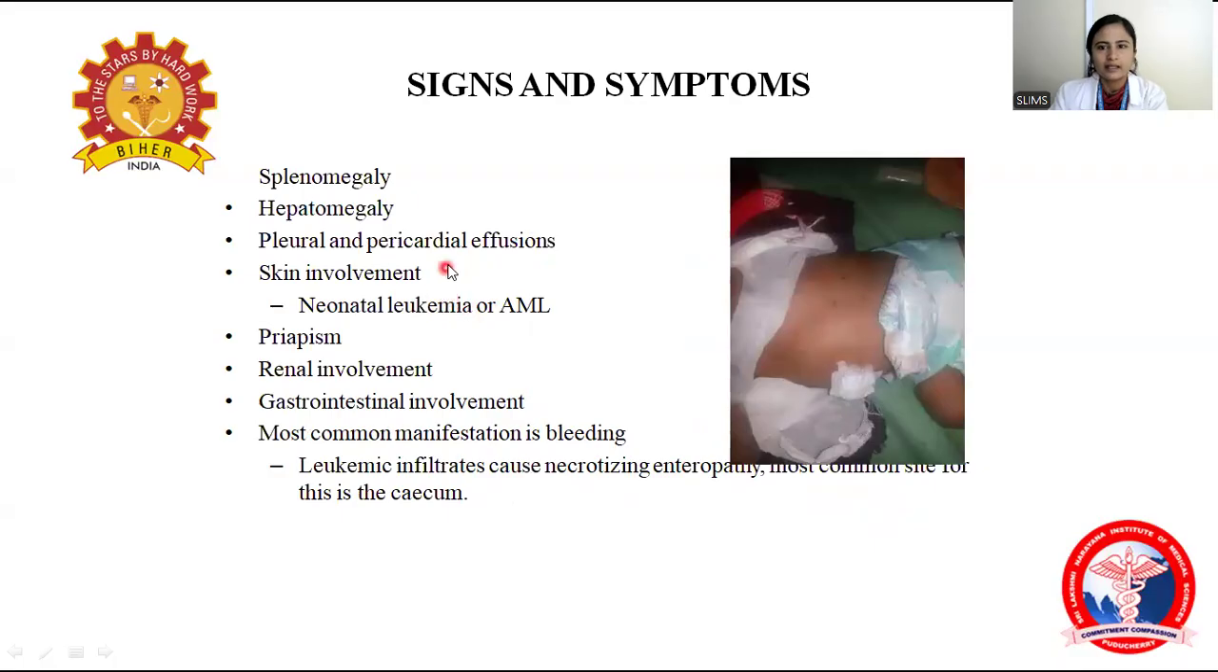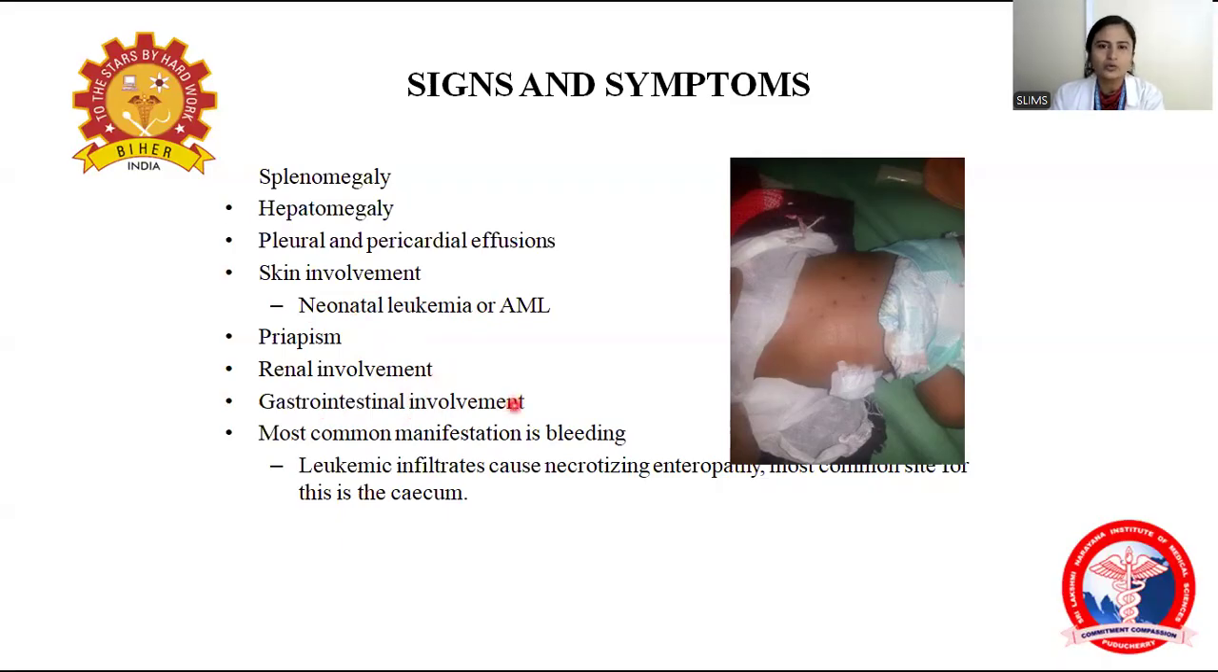Other than this, they can involve the spleen, leading to splenomegaly, and the liver, leading to hepatomegaly. They can involve the serous spaces, that is pleural and pericardial effusion. If it involves the skin, it will produce purpura or ecchymosis, most commonly seen in neonatal leukemia or AML. It can present as priapism, and renal involvement also can be seen, which will lead to kidney injury.